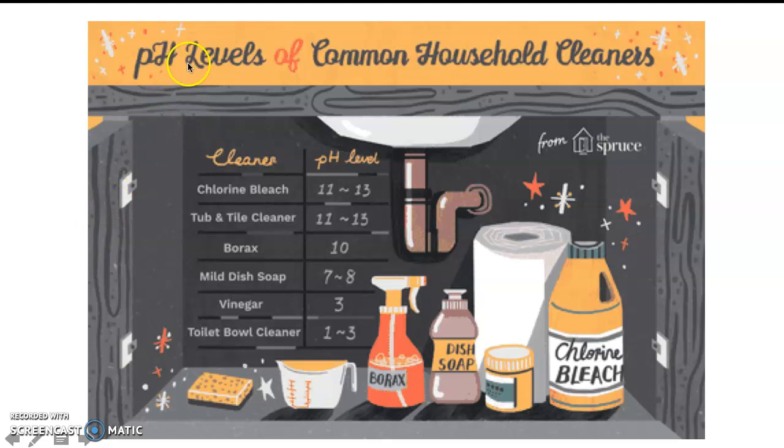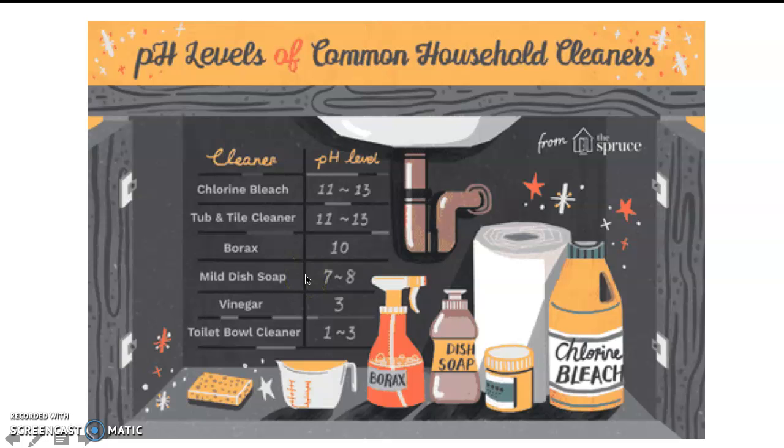One of the topics we're going to talk about later this week is pH. pH is the scale that we use to determine how acidic or basic something actually is. It's a scale of 0 to 14, 14 being the most basic, 0 being the most acidic. A pH of 7 is neutral.